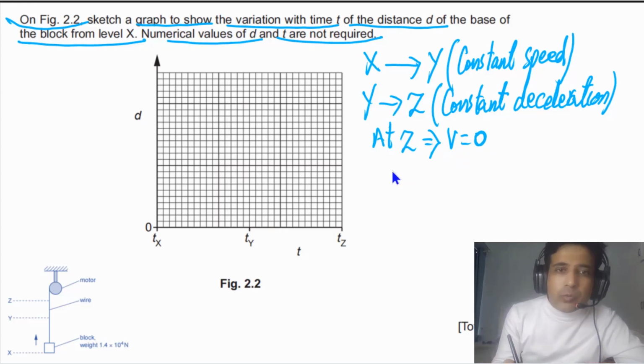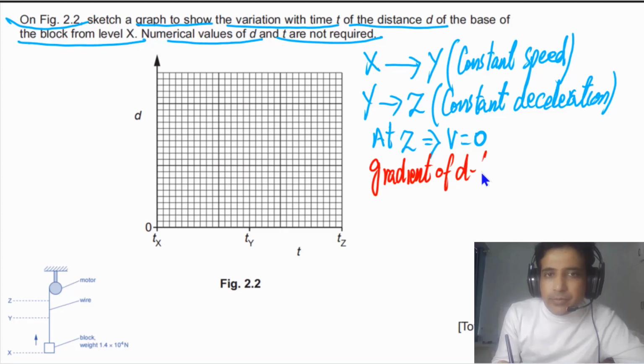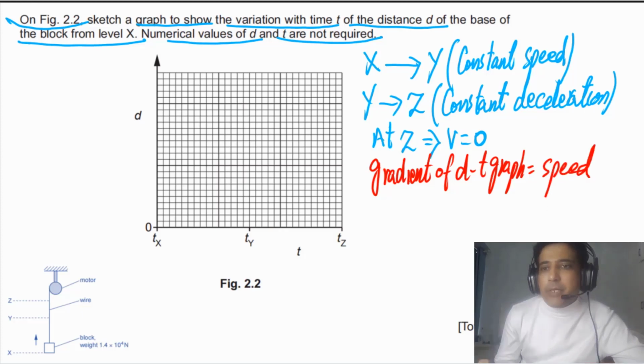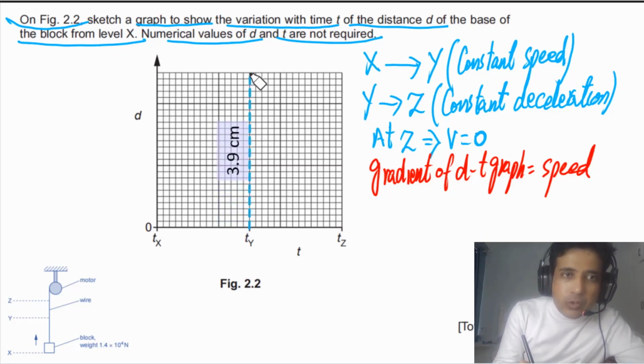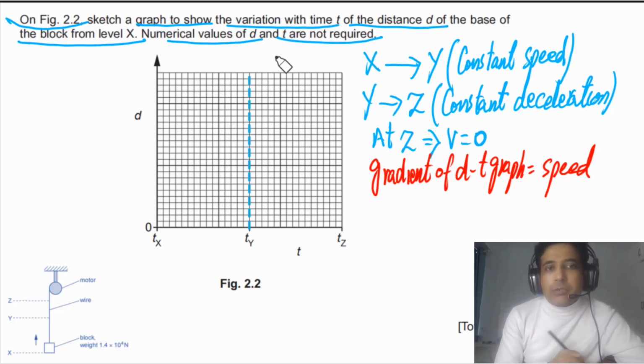Now we also need to understand that the gradient of a d-t graph is equal to speed. Now we have also discussed that the block has two different kinds of motions. So simply we can divide this into two parts. Between x and y, the block has constant speed, and between y and z, the block has constant deceleration.